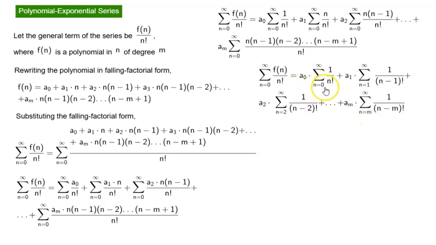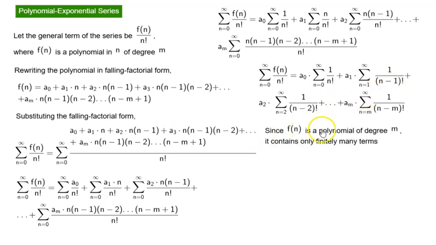Now here you have to be careful about the starting point of the index. So it starts with n equal to 0 here. For this, n is equal to 1. Why? Because if we say n equal to 0, what happens? We end up with a negative factorial.